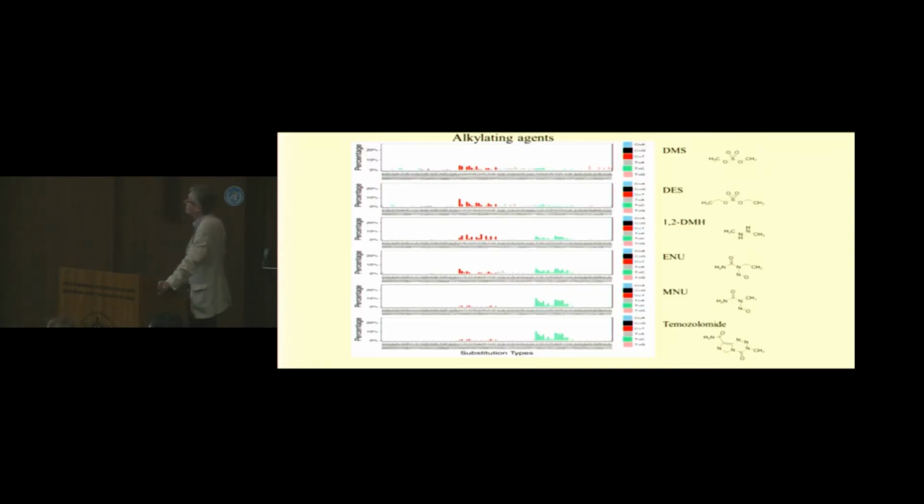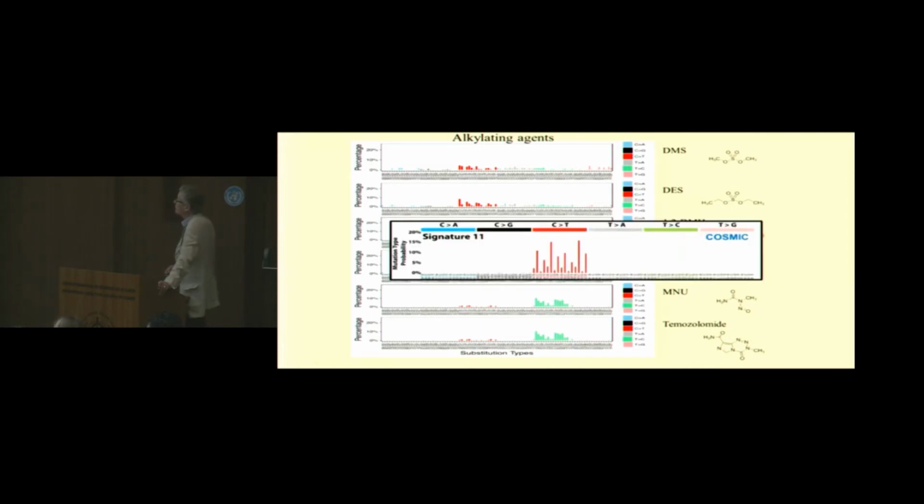And here there are a few surprises. Here you can see the top two that I mentioned, giving mostly signatures here in the red, but with ENU, MNU, and temozolomide, the signature is dominated by T to A here, which is not what we expected, particularly if you take the so-called temozolomide signature from the COSMIC, which is giving predominantly C to T.